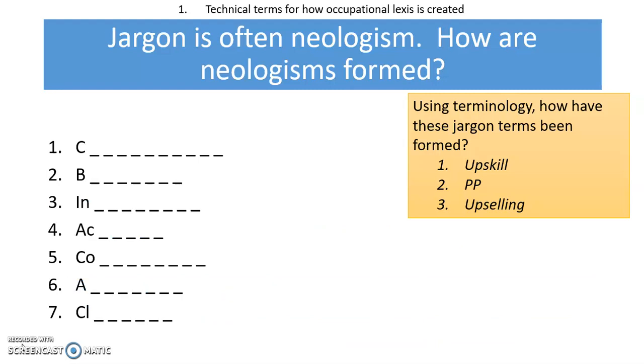So this is your first task. I want you to tell me how jargon is often formed. So fill in these 7 blanks, and then I want you to apply those to these 3 examples. So upskill, PP, and upselling. What process is going on to form that new jargon? Pause now for 5 minutes and have a go at this.